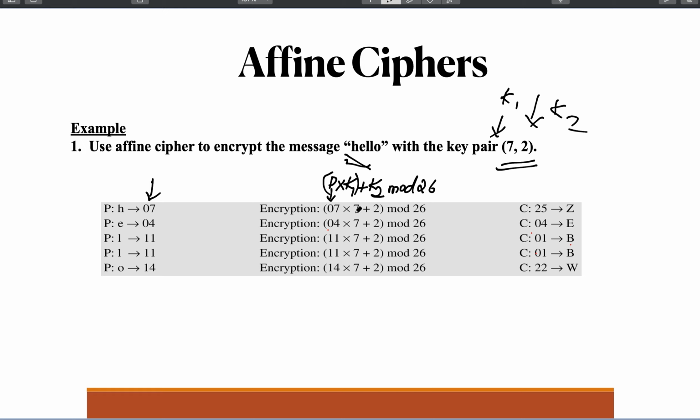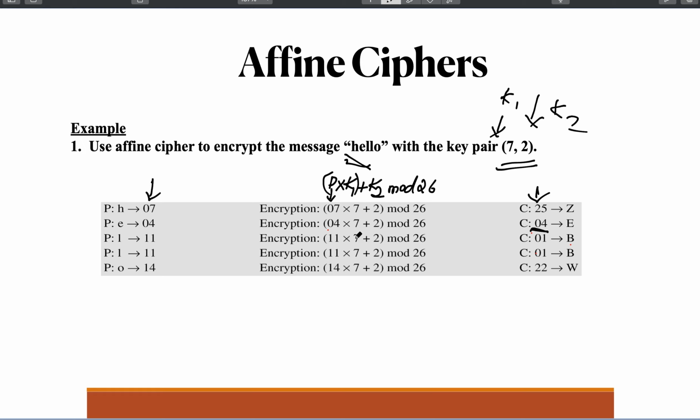So here 7 into 7 is 49. 49 plus 2 is 51. 51 mod 26 gives a remainder of 25. Only if it was 52 it would be completely divisible, but we got 51, which means we get a remainder of 25 when dividing by 26. So 25 corresponds to the letter Z. Now the next one is 4 into 7. 4 is the integer representation of the letter E. So 4 into 7 is 28, plus 2 is 30. 30 mod 26 gives a remainder of 4. 4 corresponds to the letter E.